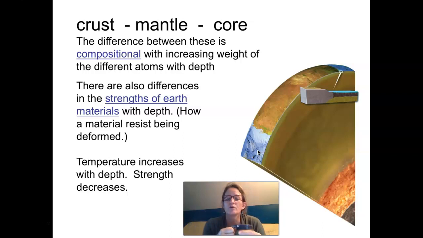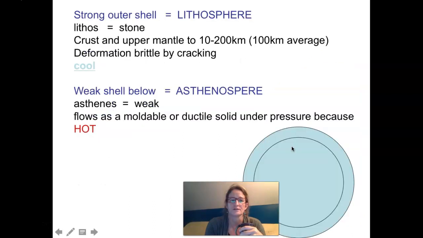But there's another way that we can look at the layering of the earth, and that is the strength of the layers. So that's here. The strength of the layers varies. So the outside of the earth is rigid and strong. As we go to the mantle, there's a zone where it gets weaker and can flow when there's stress put upon it. Then the outer core is molten and the inner core is solid. So we'll focus on that strength difference.